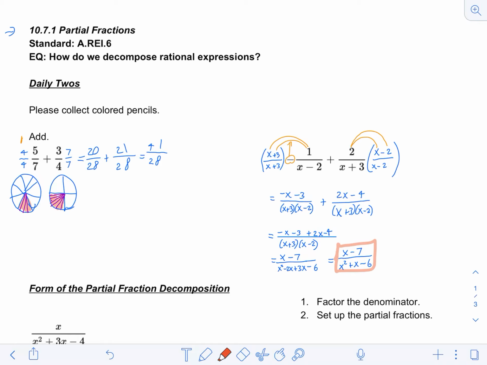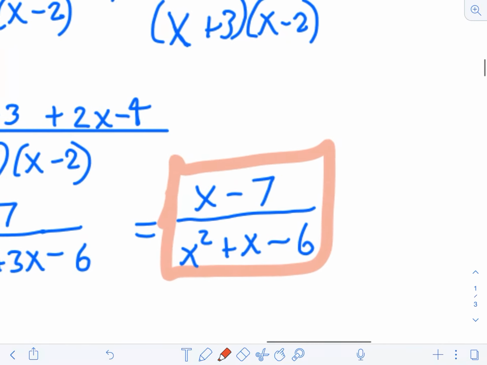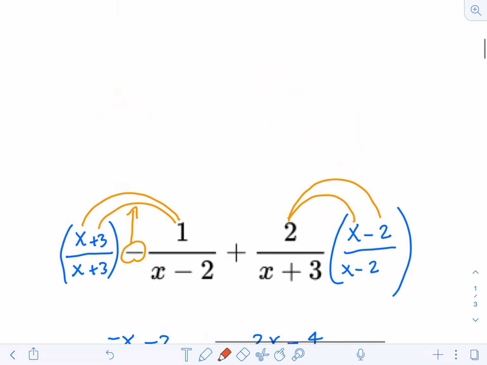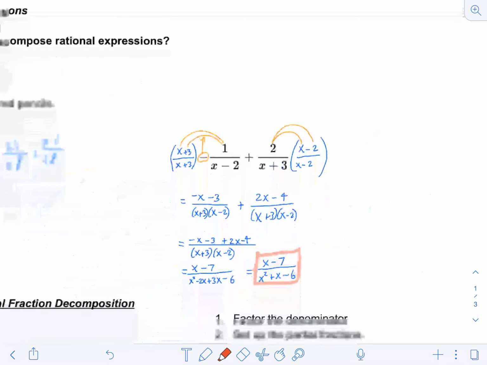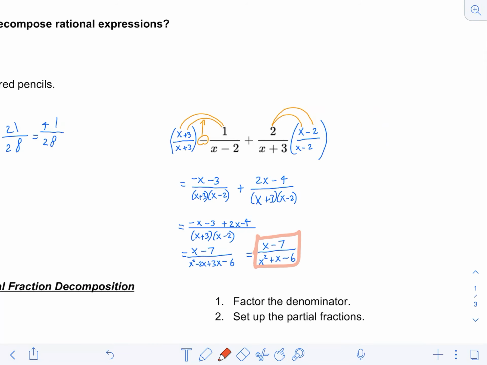Now, that is something you learned quite a bit back in the past, and we worked on it in Math 3 whenever we were dealing with rational functions. But what if we want to go backwards? What if we start with this answer and we want to break it down into the negative 1 over x minus 2 plus 2 over x plus 3? There's a way to do that. It takes a little bit of work to get used to, but there is a way to do it.